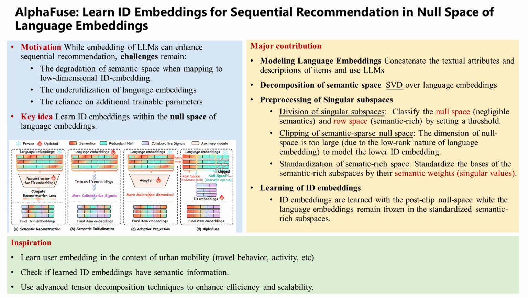Okay, so let's unpack this. Because historically, trying to fuse that rich, descriptive world knowledge with the sharp behavioral data causes huge problems, right? You usually end up breaking one to make room for the other. You do. And Alphafuse really starts by identifying three fundamental headaches with the current ways people try to do this. What's the first one? The first is what the paper calls the degradation of semantic space.